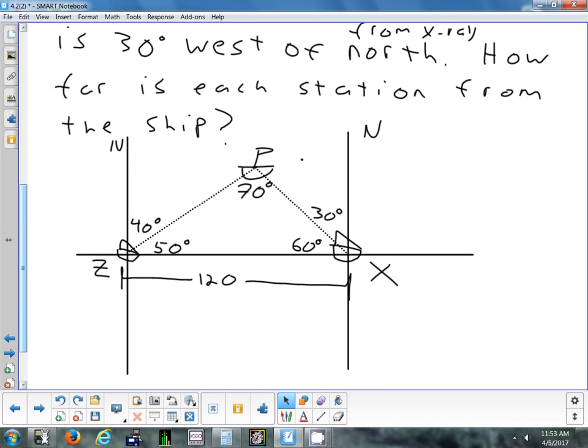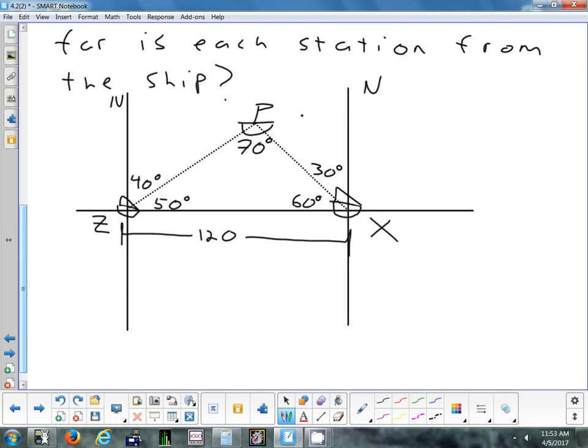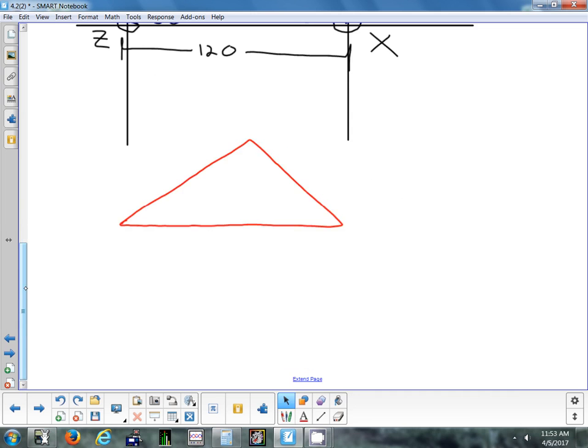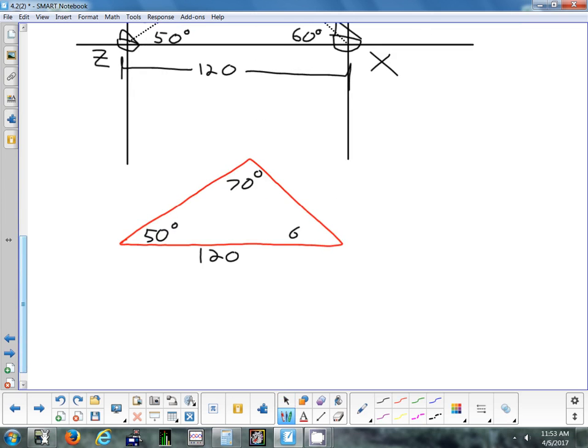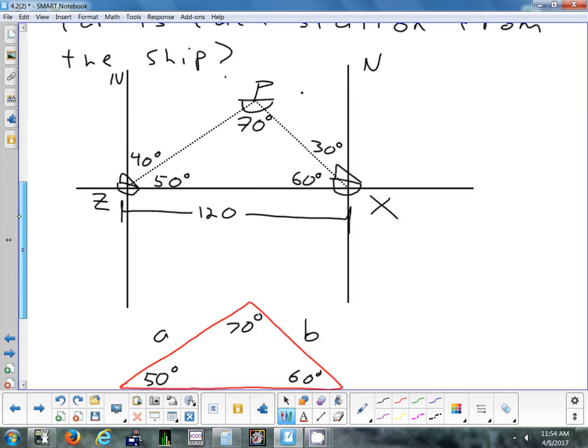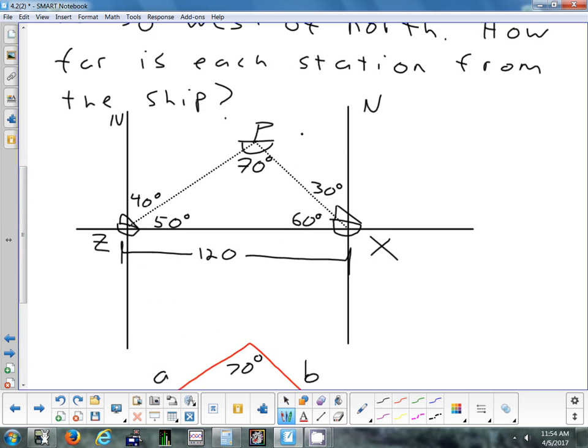Okay, so if you want, you could redraw this triangle without the boats and the Coast Guard stations. I'm just going to draw a triangle without all the extra stuff. So this bottom side is 120. That was 70, 50, and 60. And find A and B. A is the distance from the boat to station Zulu. B is the distance from the boat to X-ray.